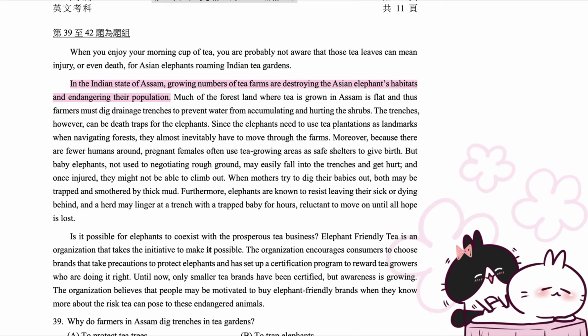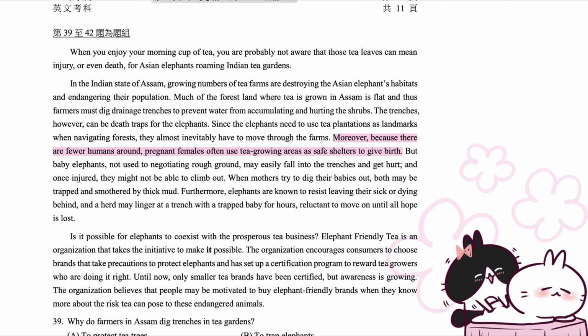In the Indian state of Assam, growing numbers of tea farms are destroying the Asian elephants' habitats and endangering their population. Much of the forest land where tea is grown in Assam is flat, and thus farmers must dig drainage trenches to prevent water from accumulating and hurting the shrubs. The trenches, however, can be death traps for the elephants. Since the elephants need to use tea plantations as landmarks when navigating forests, they almost inevitably have to move through the farms.